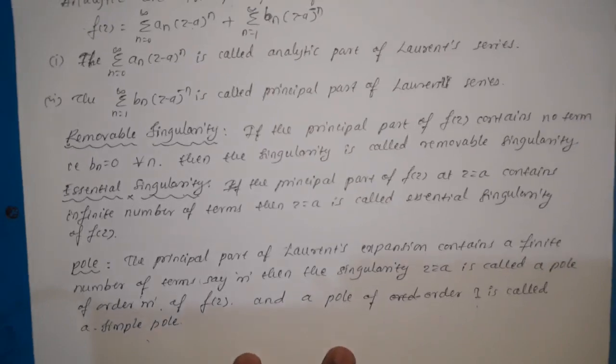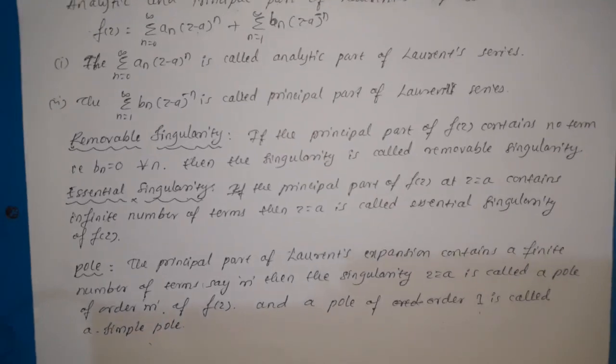So these are some fundamental definitions: the 0 of an analytic function, singularities, and then isolated singularity and non-isolated singularity, removable singularity, essential singularity, and pole. And let us discuss the examples in the next video.